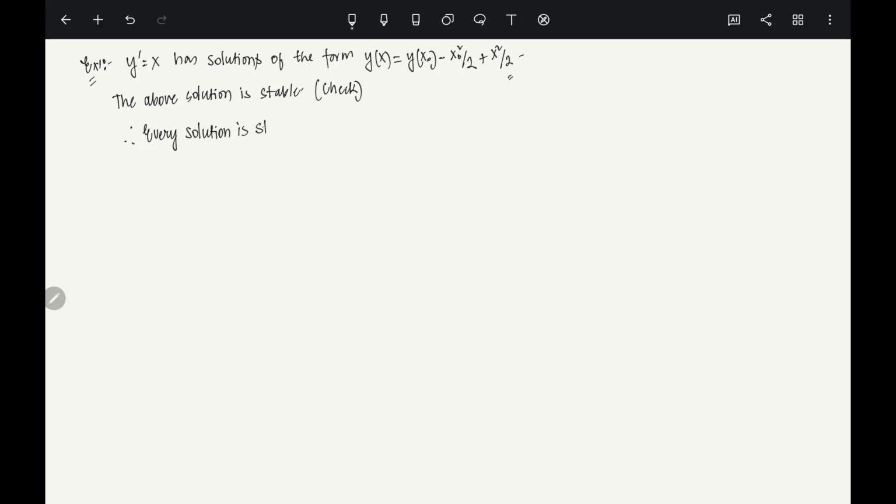Solution is stable. Okay, now let's look at some other examples. Let's say that every solution of y prime equals 0, how does it look? It is of the form y(x) equals y(x naught), at any initial data, whatever the point is. y(x) equals y(x naught), that's your solution.